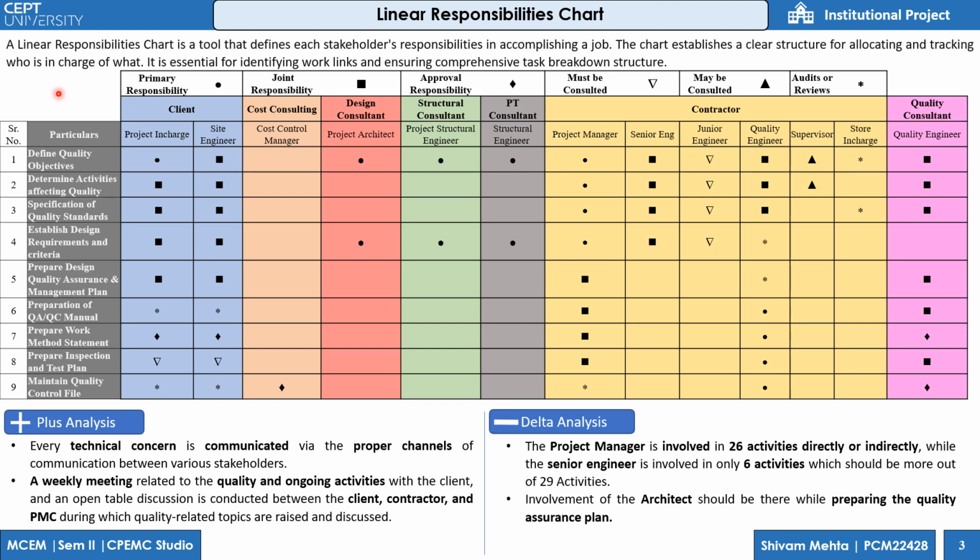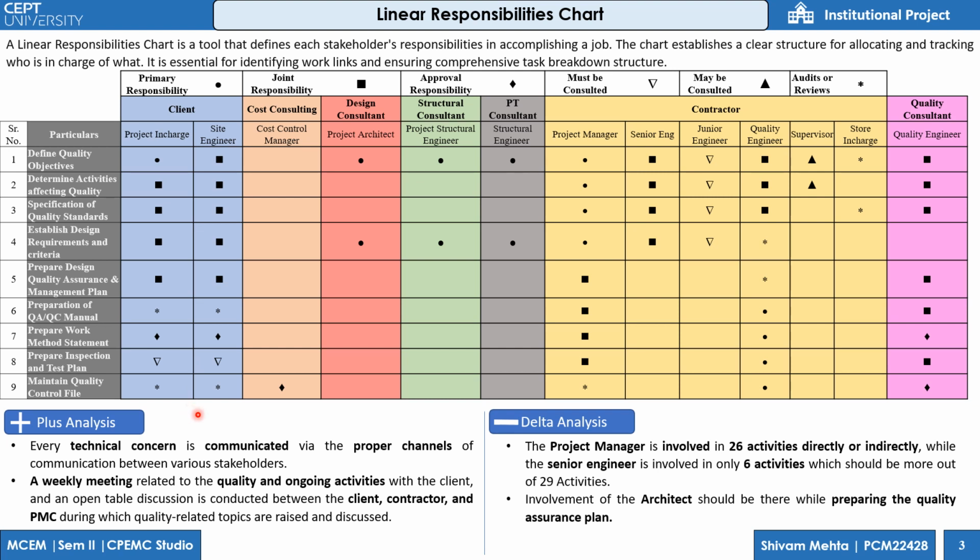So in total 29 activities were identified, of which a few are shown here, and I'll explain one of these, like preparation of inspection and test plan, in which the primary responsibility is of the quality engineer from the contractor side, and joint responsibilities of the project manager from the contractor side and the quality consultant engineer, and it must be consulted by the client side, both project in charge as well as site in charge.